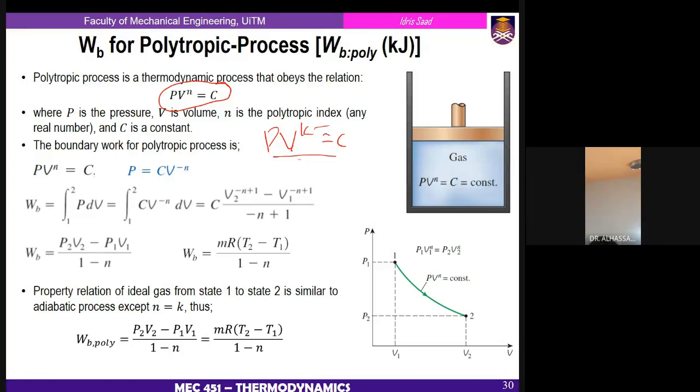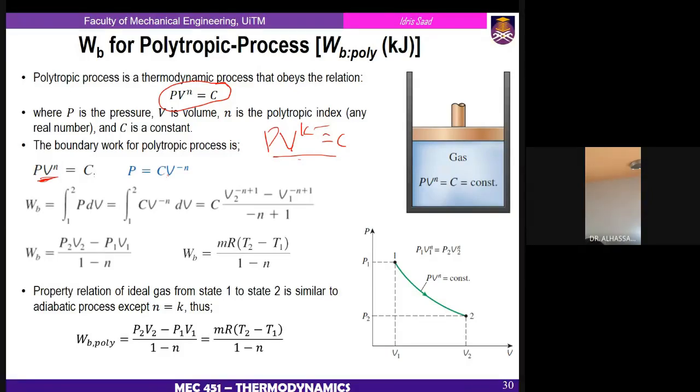So for this particular situation, we have PV raised to the power n equals C, where n is the polytropic index. Now, if you want to derive the equation for the boundary work for a polytropic process, it is similar to that of adiabatic. So here again, this is the law: PV raised to the power n equals C. So P equals C V raised to the power minus n.